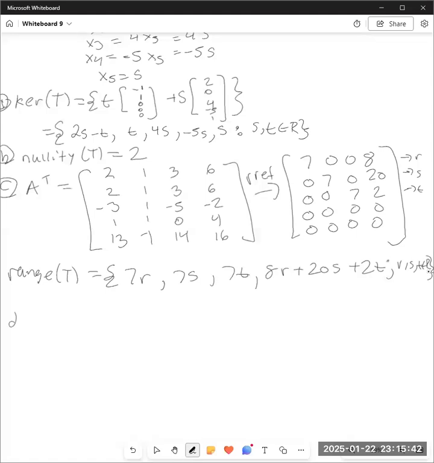And that makes the rank of T equal to 3, and 3 plus 2 is 5. We had 5 columns originally, so that's exactly what we should have.